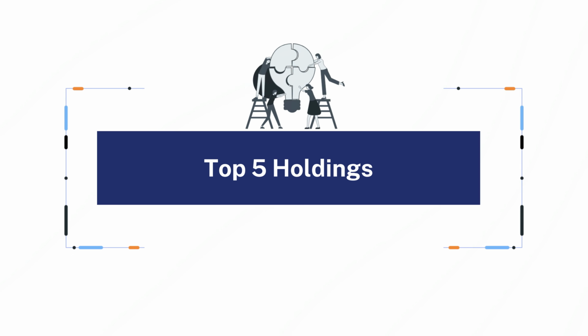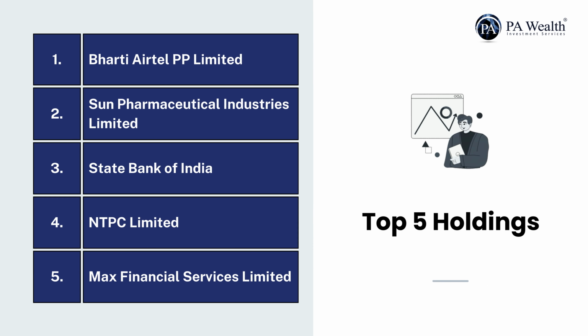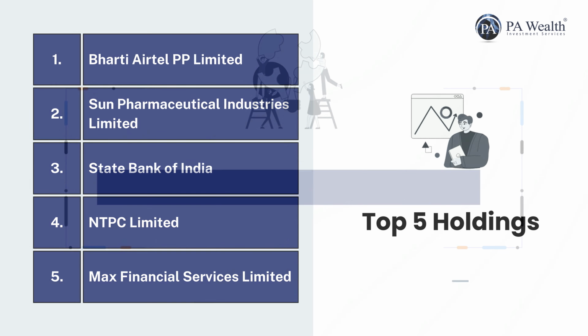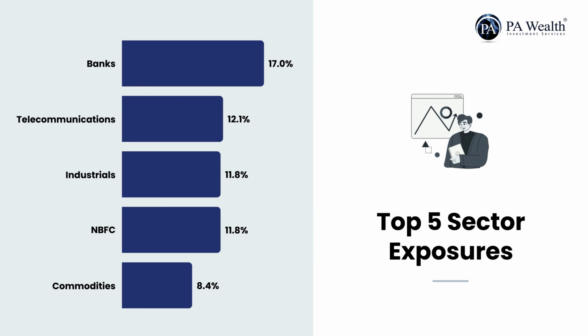Now, let's delve into the top 5 holdings of the fund. Here are the top 5 holdings of the Abakkus All Cap Approach Fund. These are Bharti Airtel PP Limited, Sun Pharmaceutical Industries Limited, State Bank of India, NTPC Limited, and Max Financial Services Limited. Let's now look at the top 5 sector exposures. The fund is exposed to various sectors. Here's a breakdown of its top 5 sector exposures, which includes banks, telecommunication, industrials, NBFC, and commodities.